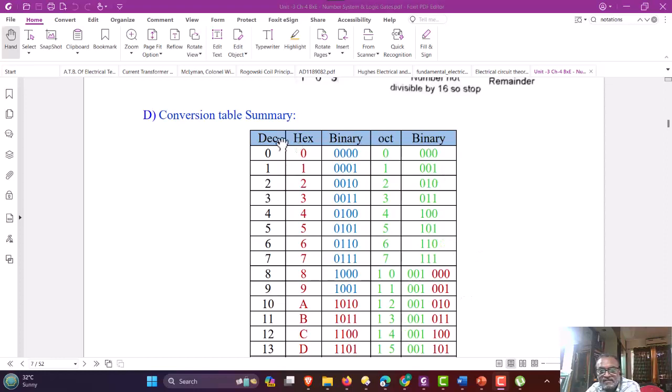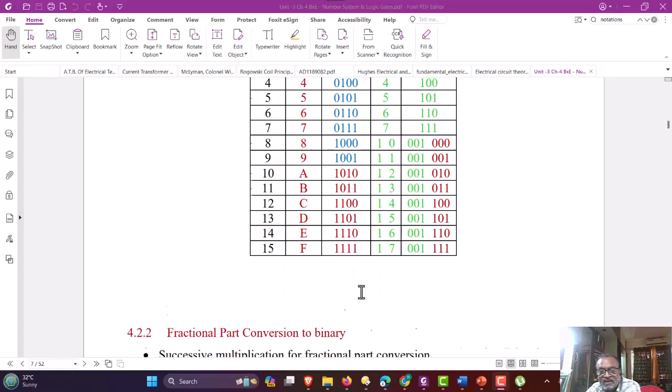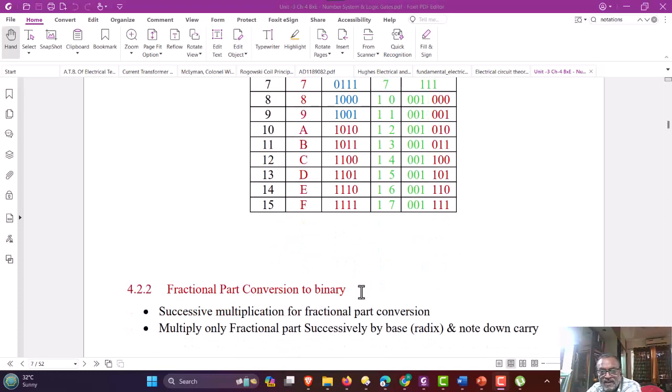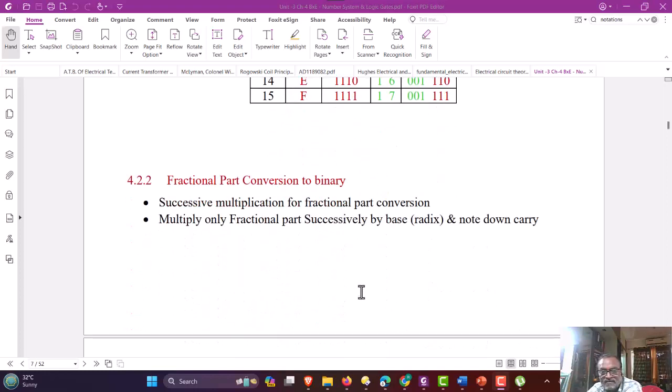These combinations of decimal, hexadecimal and binary you need to remember, because they are required many times further on in the subjects of digital electronics.